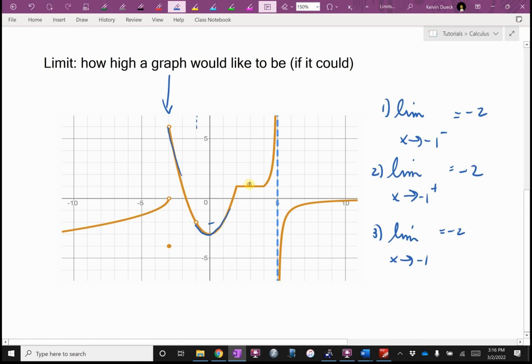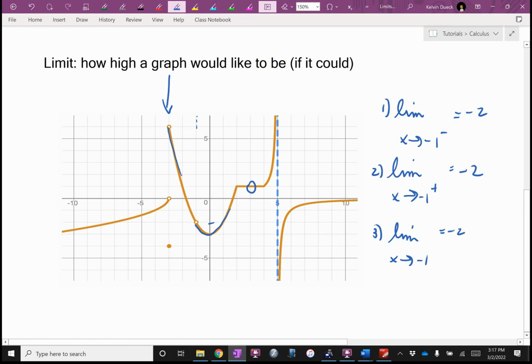What about right here at x equals 3? The limit, in fact, is 1. Yes, from either side. And the function also happens to be 1. Unlike this one here, where at negative 2 the function doesn't exist, but the limit does. Here, the function has a value, 1, and the limit exists. So that's why I said how high a graph would like to be. It can't be that high because apparently there's a hole in the graph, but it clearly wants to be that high.